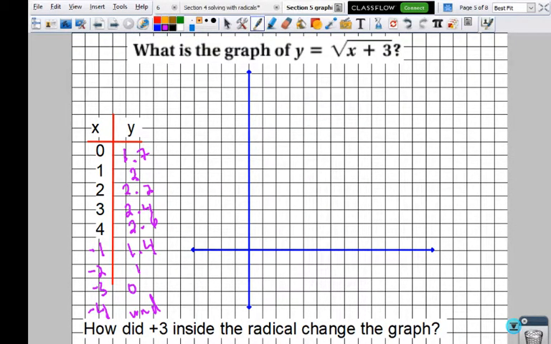Alright, so I'm going to go through and graph these. Just copy mine. I know I had a few extra numbers in here, but that's okay. I had negative 3, 0. I had negative 2, 1. I had negative 1, 1.4. Then 0, 1.7.